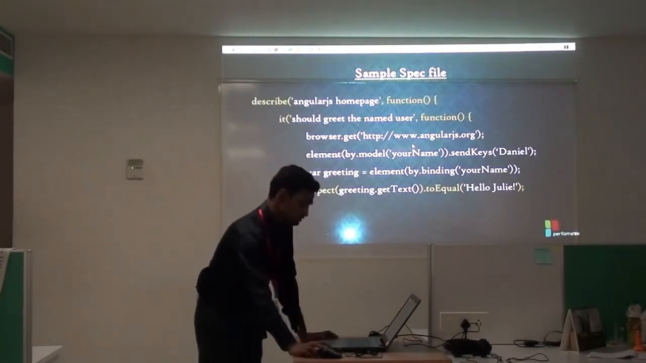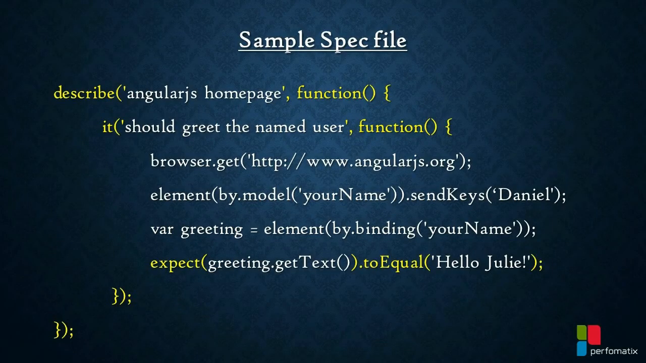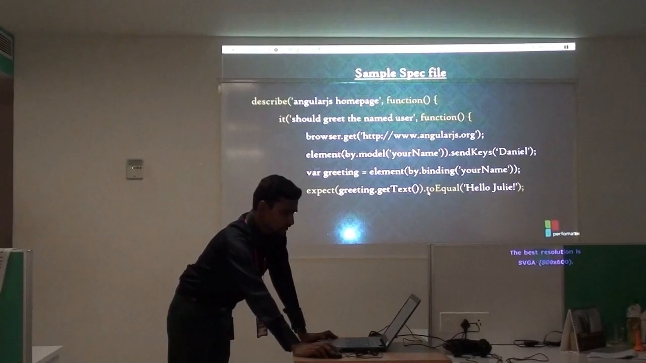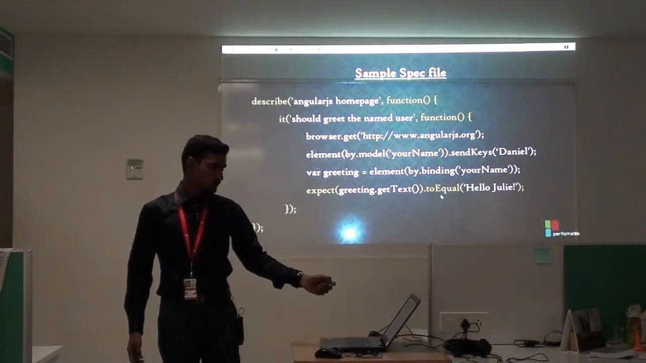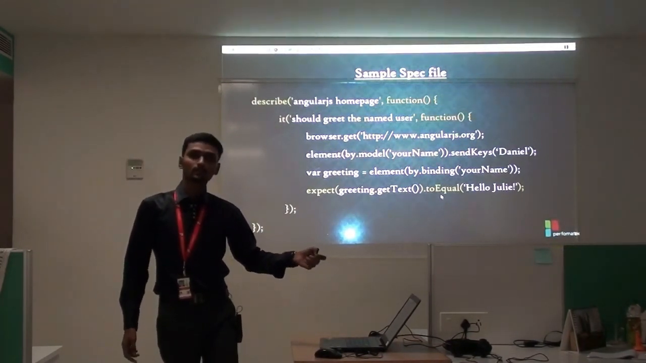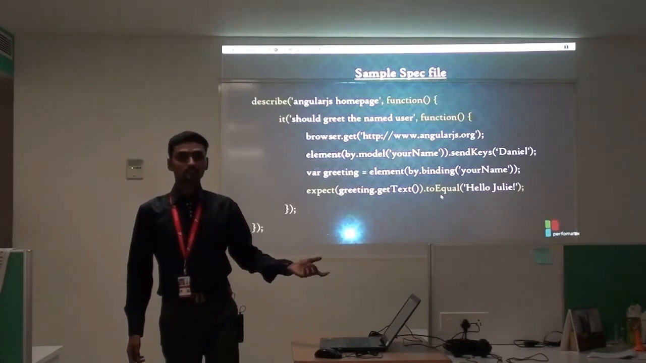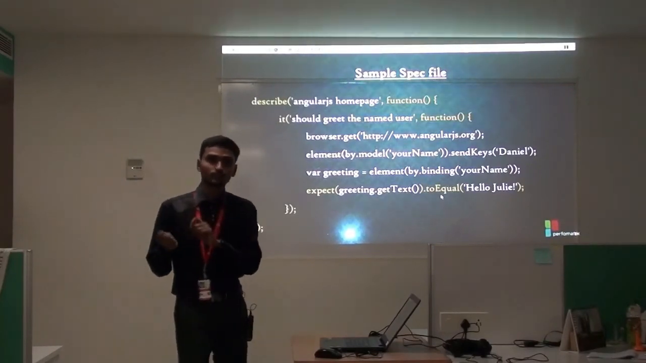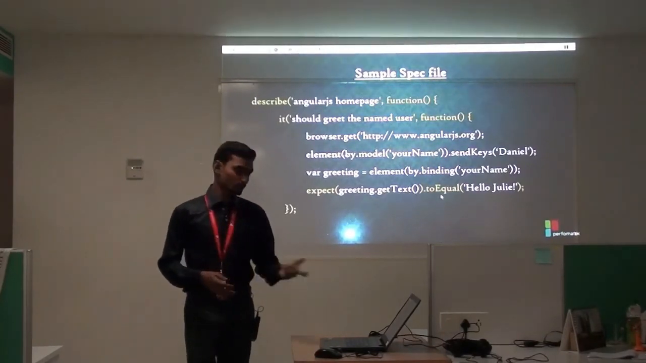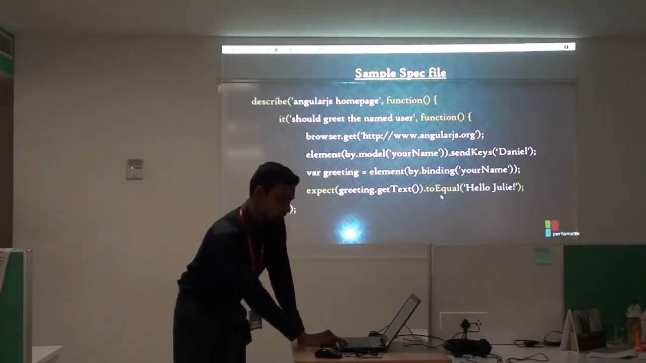So here the expected value will be given in toEqual, and the actual value is passed to expect. Don't get confused with the name expect. To this function you have to pass your actual result and toEqual. toEqual is just one matcher. Including toEqual, you can use many matchers the Jasmine framework provides, like toBeDefined, toBeFalsy, toBeTruthy. These kinds of things you can use for your expected result. So this is one sample test case.